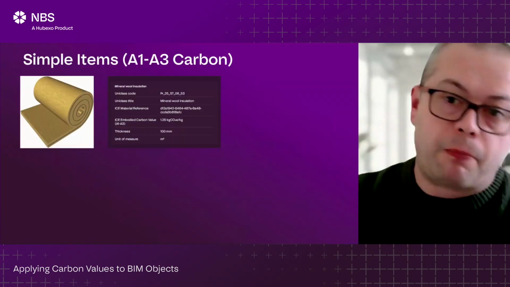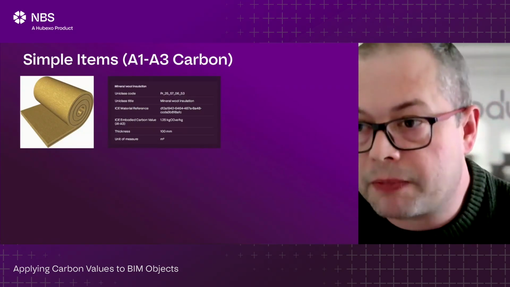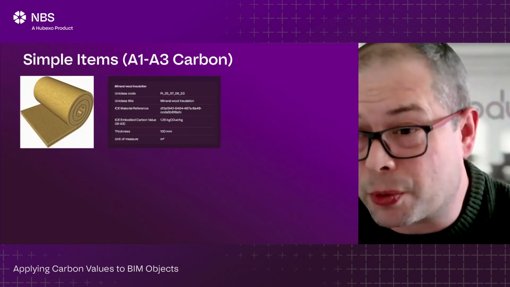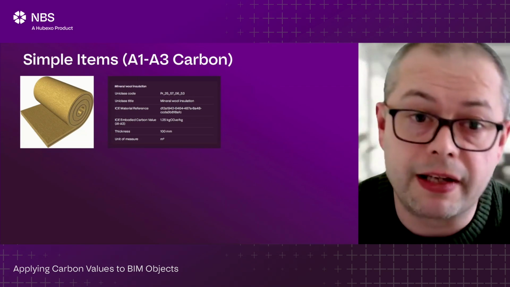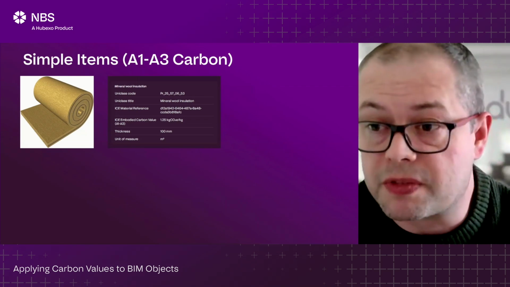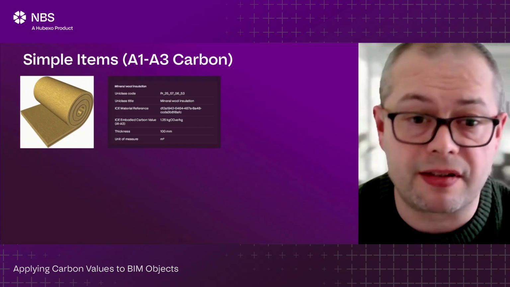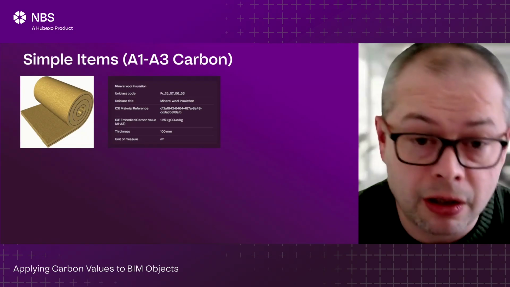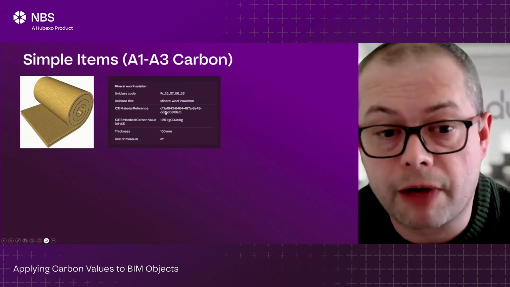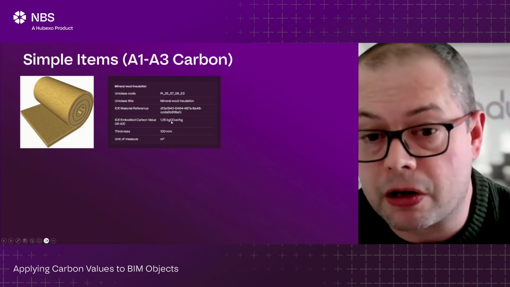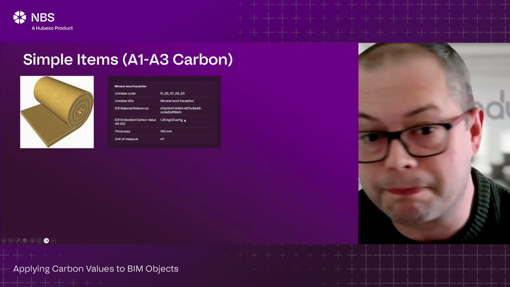To begin with, we're going to start with the simple items, and we're going to focus on the A1 to A3 carbon in this particular case. We will get into transport to site, which is A4, and we will cover construction, which is A5, later on. But for all of the products themselves, we are focusing on cradle to gate at the minute. So we've got this example, which is mineral wool insulation. We've got the Uniclass code there, the ICE material reference, and then the ICE embodied carbon value, which is 1.25 kilos CO2 per kilogram.